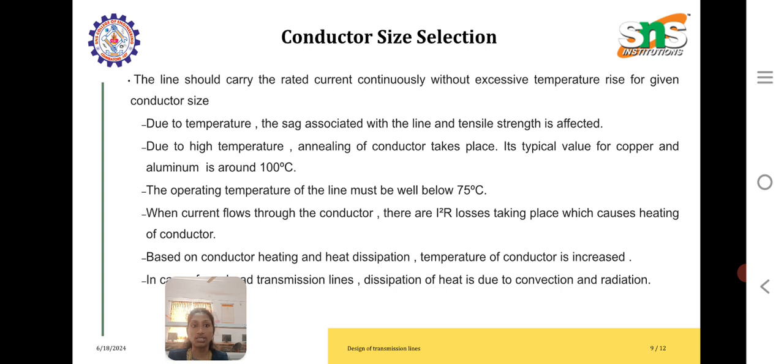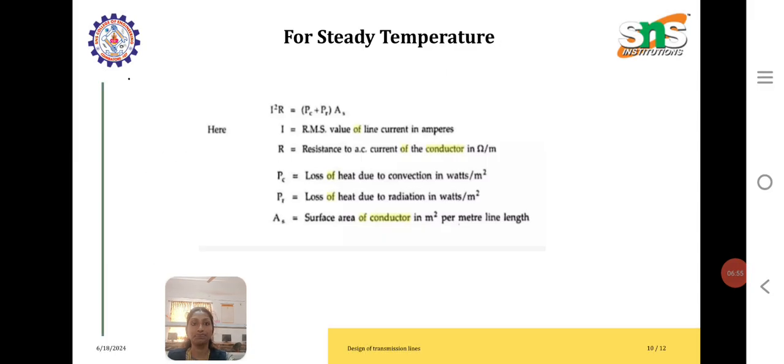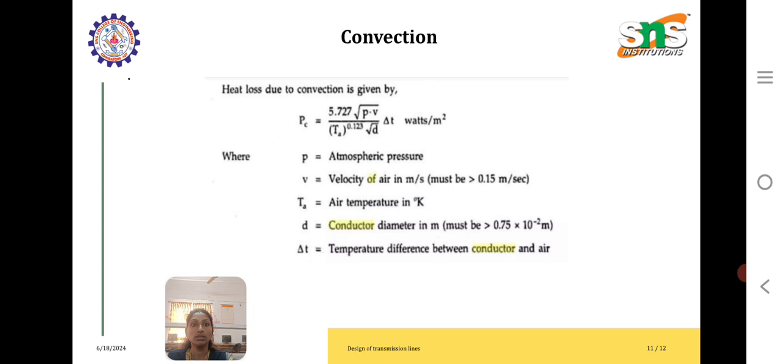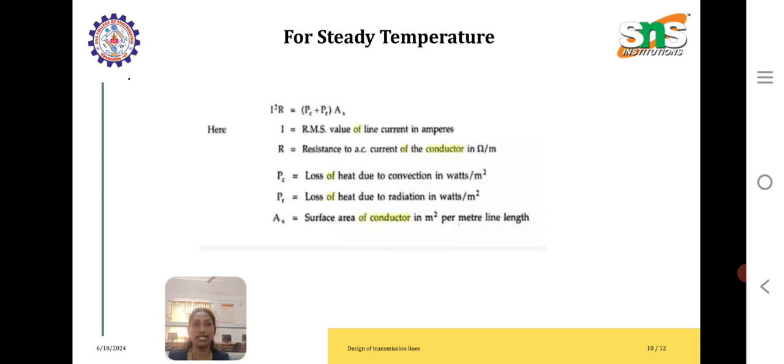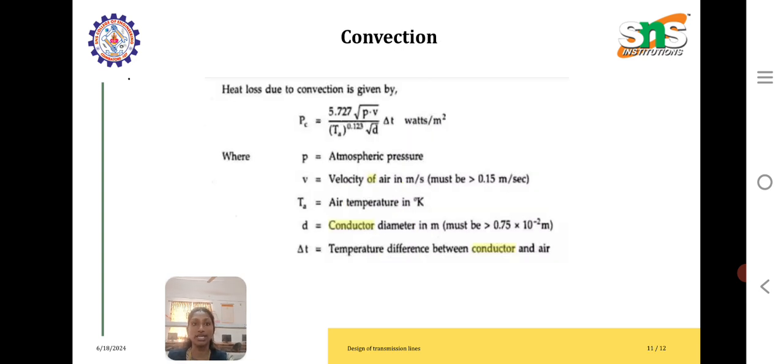And the copper losses, I squared R losses, we have to consider. And based on the conductor heating and heat dissipation, the temperature of the conductor is increased. So this is the conductor size selection which we have to take into account. So for steady state temperature, the losses are the loss of heat due to convection and the loss of heat due to radiation. So we have to consider these two along with the surface area of the conductor.